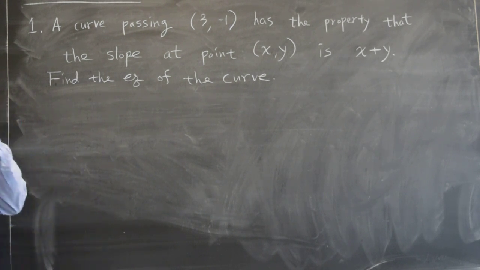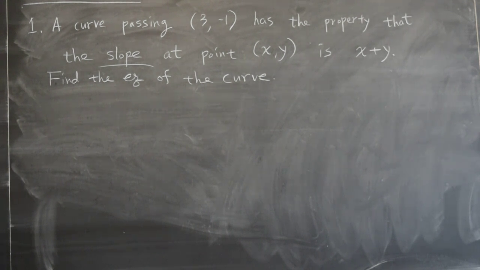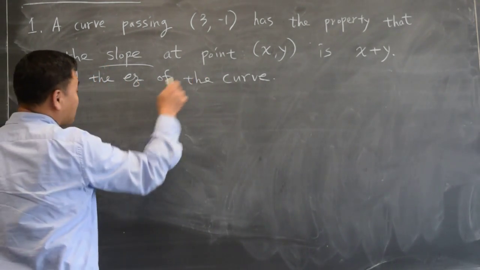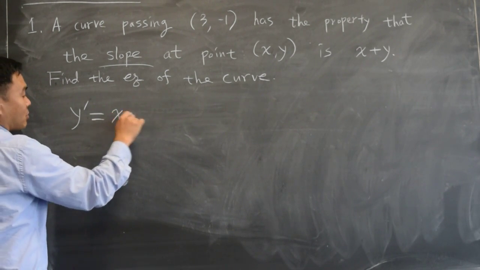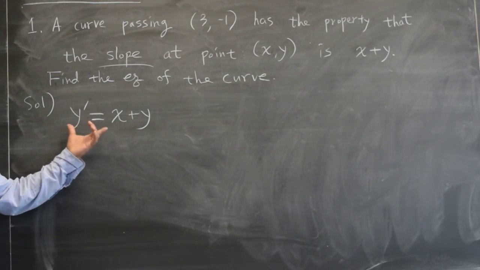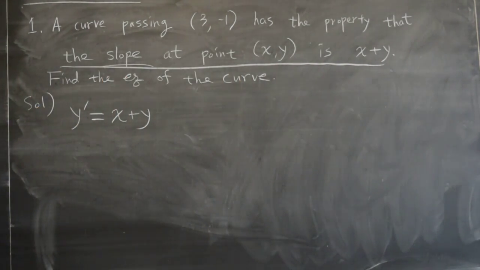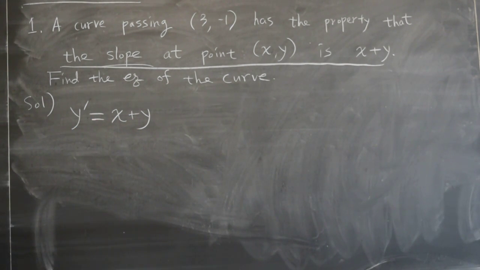Okay, let's see why this actually gives us a differential equation. Here, the word slope, what does that mean? Derivative, right? So it's y prime. So y prime at a point (x, y) is what? x plus y. So this equation describes this sentence that I just underlined. The slope at point (x, y) is x plus y means exactly this.